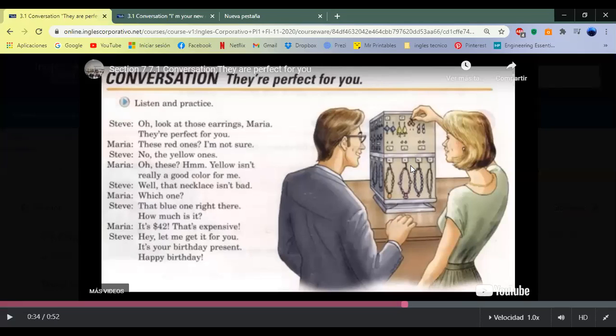Okay, teacher. Oh, look at those earrings, Maria. They're perfect for you. These red ones? I'm not sure. No, the yellow ones. Oh, this yellow isn't really a good color for me. Well, the necklace isn't bad. Which one? The blue one right there. How much is it? It's $14.2. That's expensive. Hey, let me get it for you. It's your birthday present. Happy birthday.